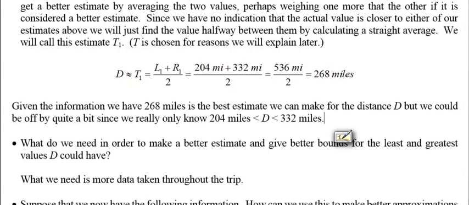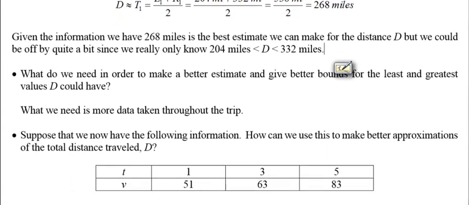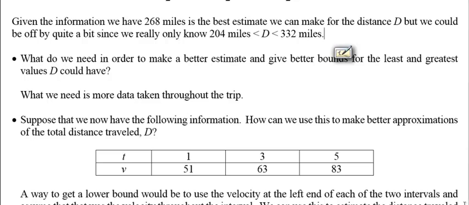Okay, so suppose we had a little extra information. Suppose the speed at time 3, right there in the middle, is 63 miles per hour. This would be consistent with what I said before, that the speed is increasing the whole way. Well, how could I do a better estimate than we had before? Well, what we could do is break it down on each piece.